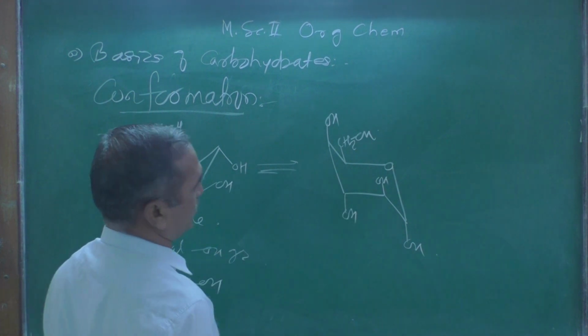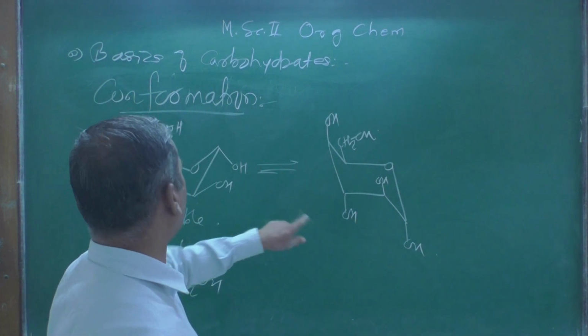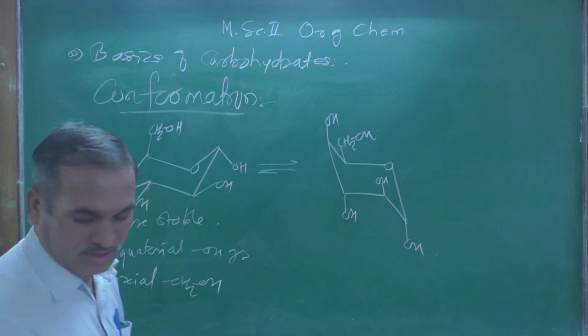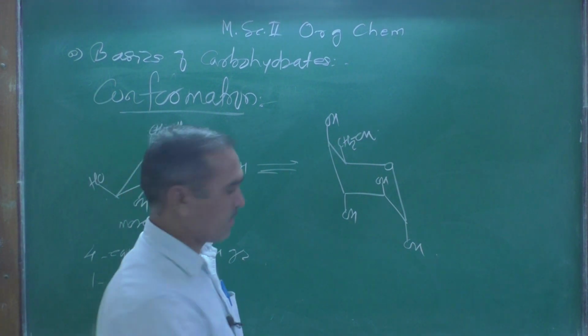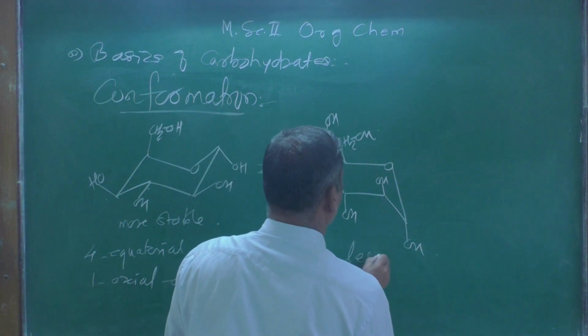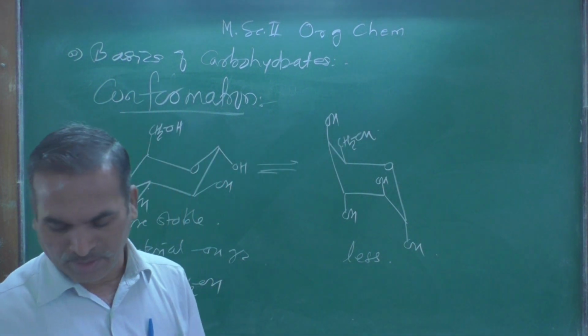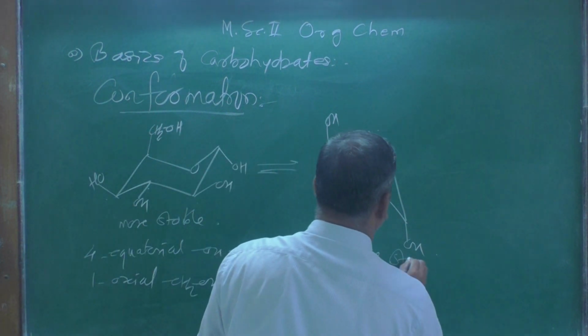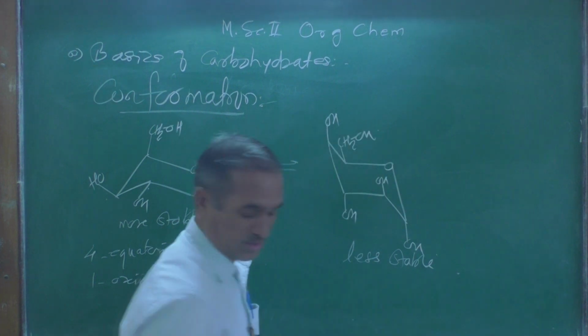At that moment, what do you see over there? This will become unstable, whereas this one is stable. This is less stable. Why is it a less stable one? Let's see the reason.